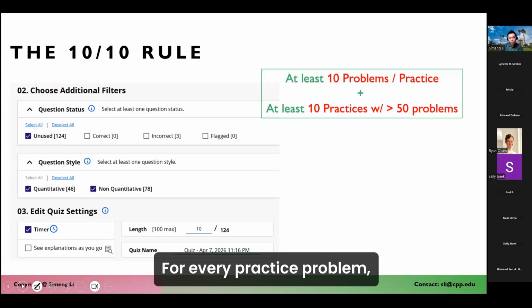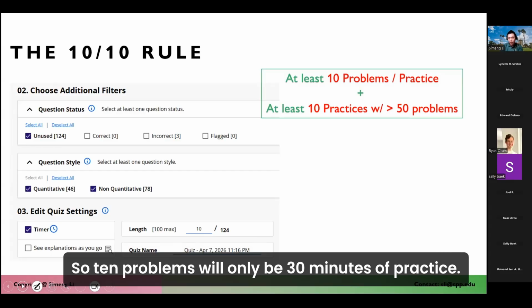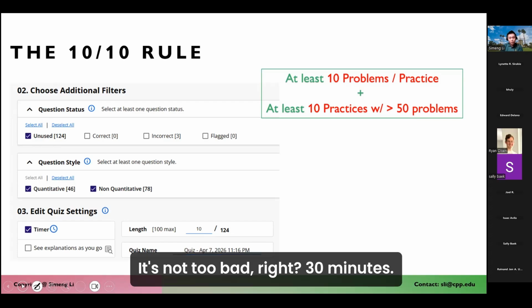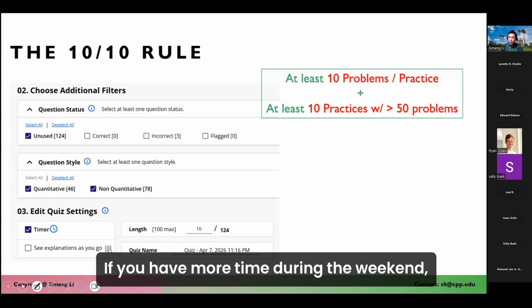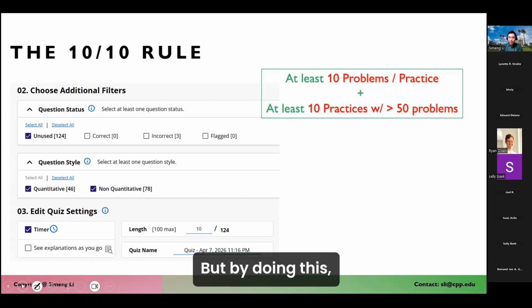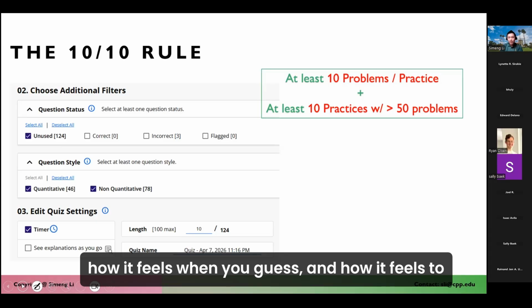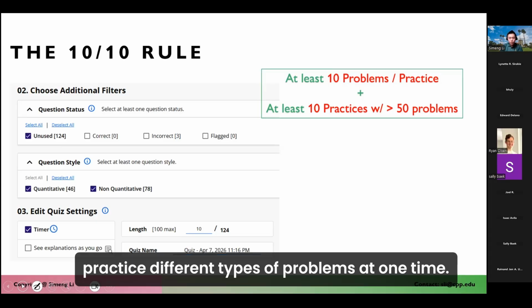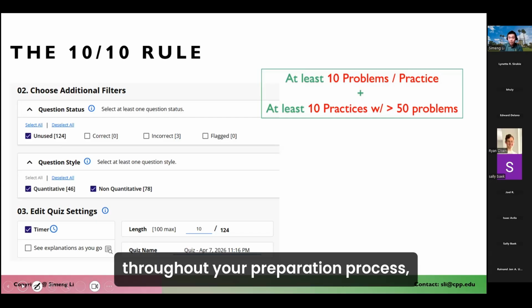For every practice problem, you are going to set a time of 3 minutes. So 10 problems will only be 30 minutes of practice. It's not too bad, right? 30 minutes, you can take the 30 minutes every day on a daily basis. If you have more time during the weekend, you can try 20 problems. That's going to be just 1 hour. But by doing this, you are able to know how it feels when you skip a problem, how it feels when you guess, and how it feels to practice different types of problems at one time. Okay, so do that consistently throughout your preparation process.